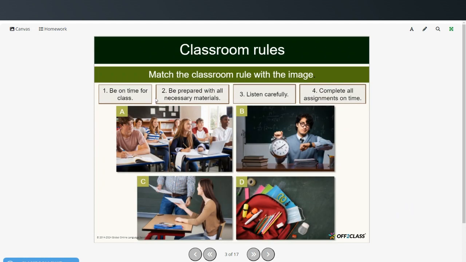So now we're going to look at these classroom rules and try to match them with the correct picture. So, be on time for class. That goes with picture B. Be prepared with all the necessary materials. That would be picture D. Listen carefully, picture A. And complete all assignments on time, picture C.